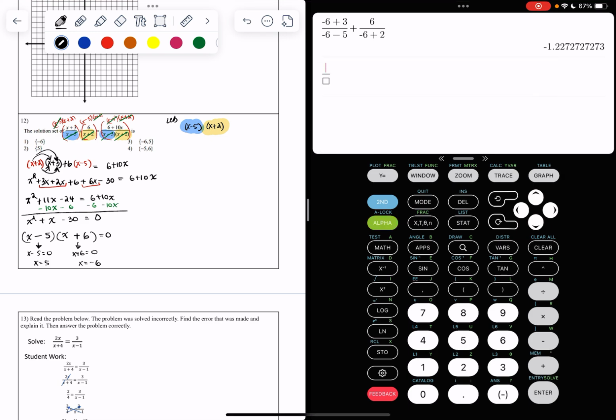So alpha y equals 6 plus 10 times negative 6, and then in the denominator, okay, let's take care of the parentheses, negative 6 minus 5. And then I have a negative 6 plus 2, close parentheses, and we end up getting the same exact long running decimals with negative. So that means our only correct solution is negative 6. So x equals 5 is an extraneous root.